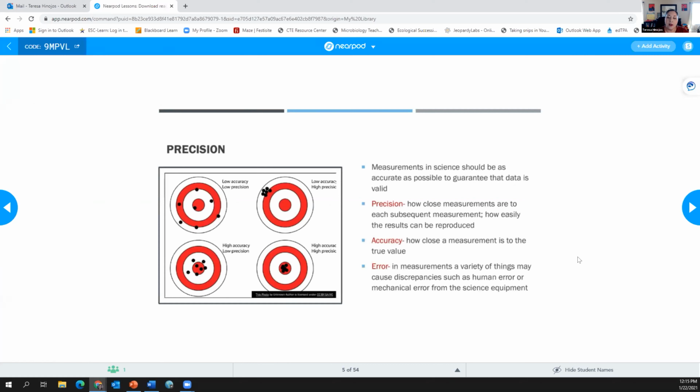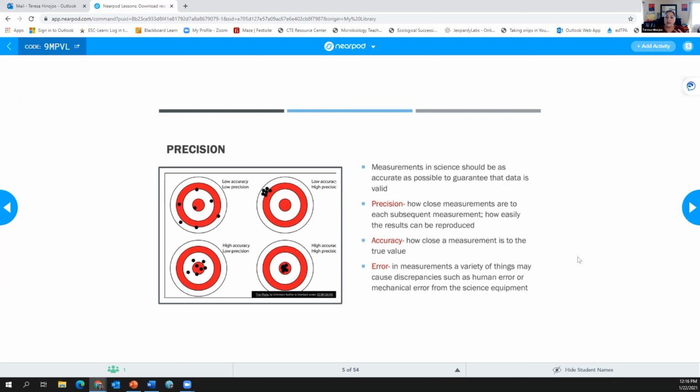So in science, they're also going to use these terms: precision, accuracy, and error. All of these things that we're going over right now are common to science in all the grade levels from EC all the way through 12th grade. But of course, they're going to be used to a higher level as the students get older.